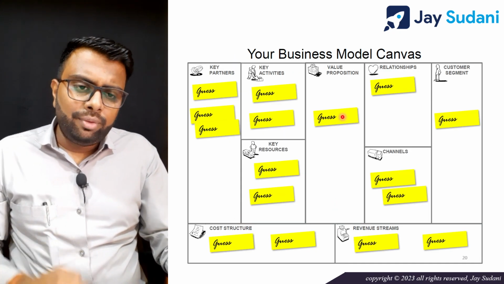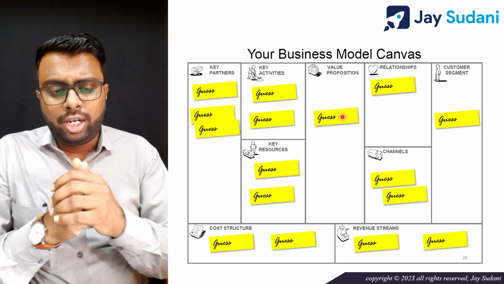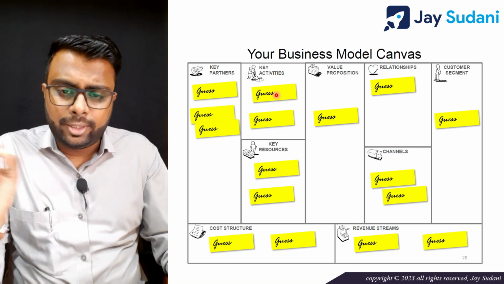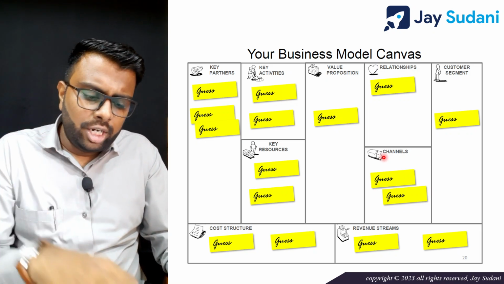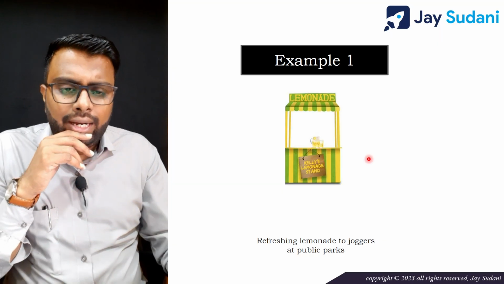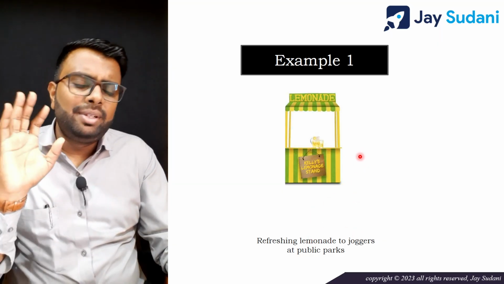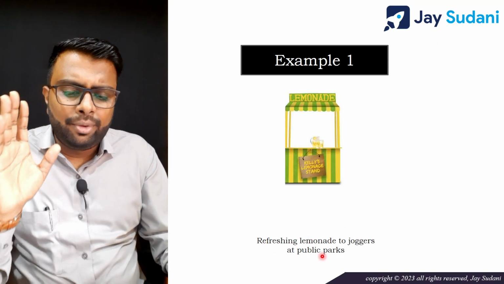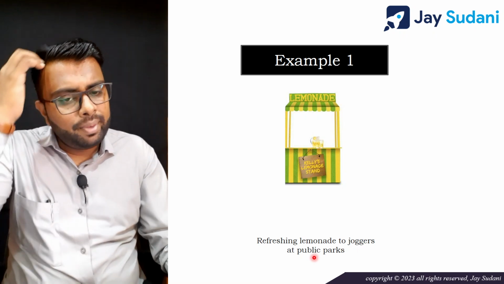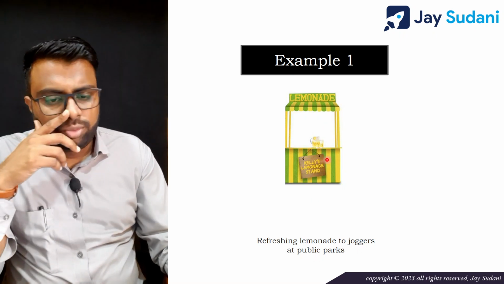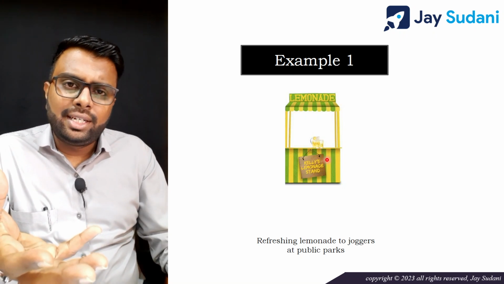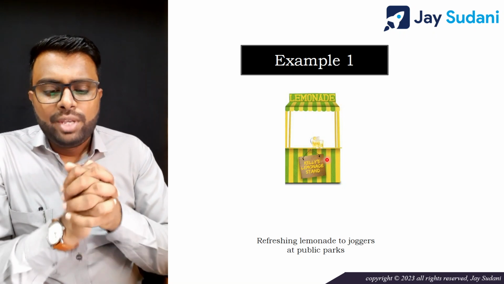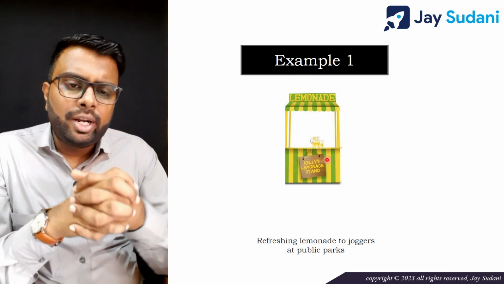So right now, what people normally do in this business model is paste all their highlights on the canvas, right? So let me give you an example of how it looks. I'll take the example of a simple business like selling refreshing lemonade soda to joggers in the public park. So he is a person who has this booth selling this refreshing lemonade soda outside the jogging park, or at the joggers park, at least within the park.